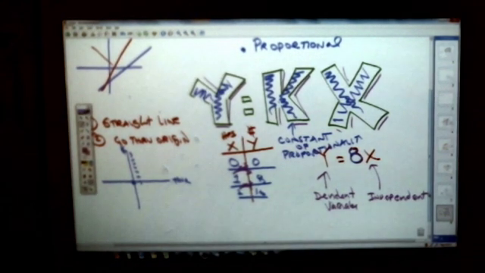Look at page 467 in your book. Let us talk about a couple of these problems, and maybe this will help you. Are you there, page 467? Look at the table they give you.